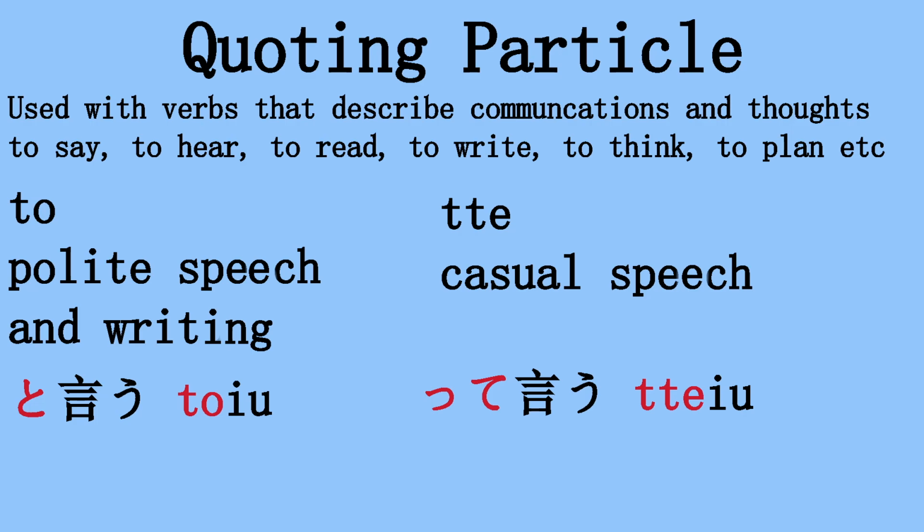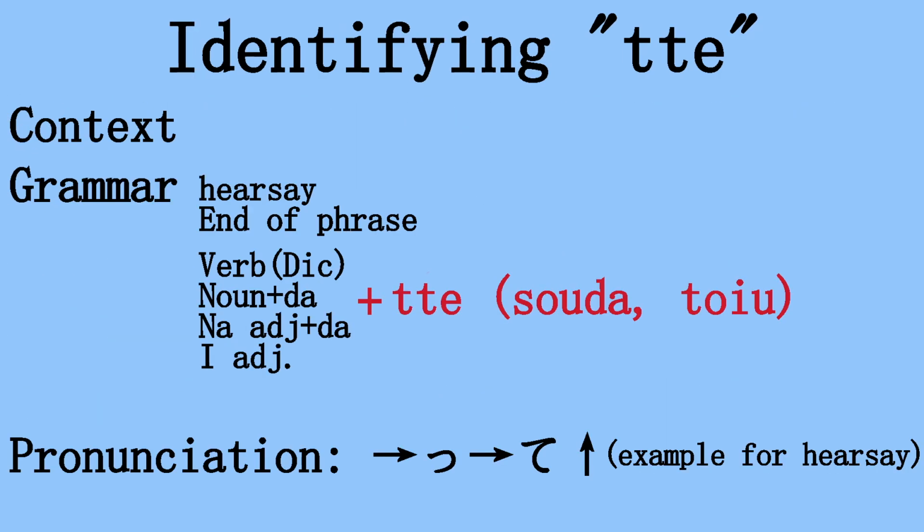But here is where it gets difficult. In many cases, what comes after the te particle, like in toiu, is being omitted and you are just left with the te. Now, to figure out what the te means, you need to use context, grammar, and one other thing I didn't talk about in the first video, and that's pronunciation.